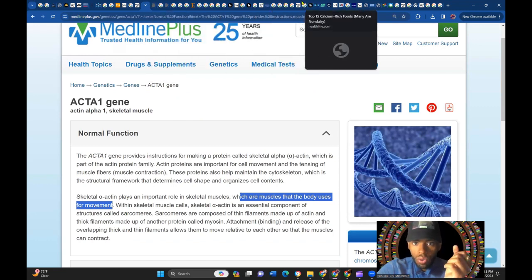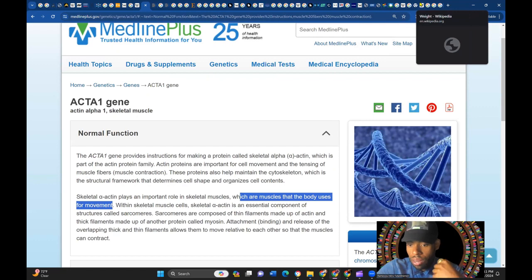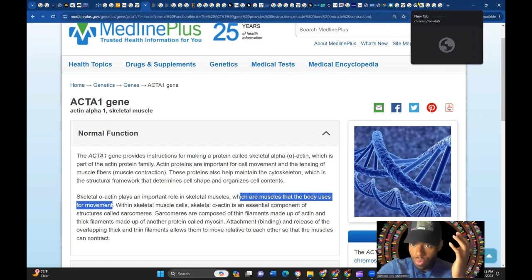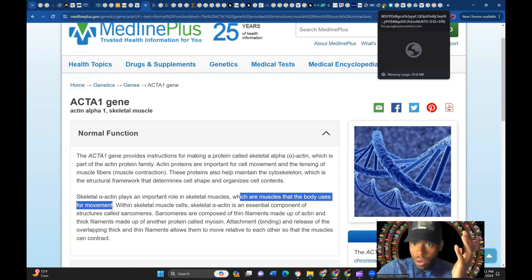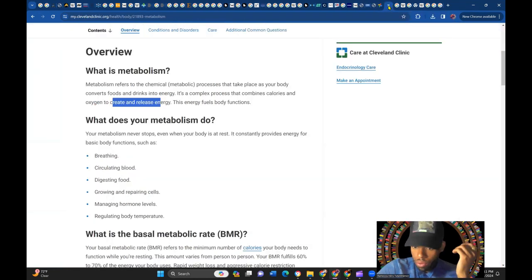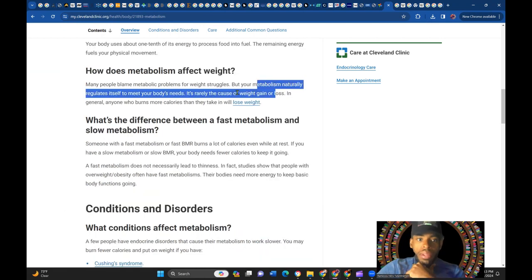And then one thing you need to do also is changing that visceral fat, right? Changing what's going on inside. So again, I talked about metabolism, which is you transforming the energy inside of you, right? And remember, it never stops, even right now as I'm talking. The breath, the circulating flow of blood in you, you breaking down the energy source. Metabolism naturally regulates itself to meet your body's needs.